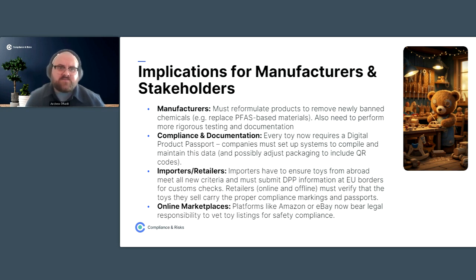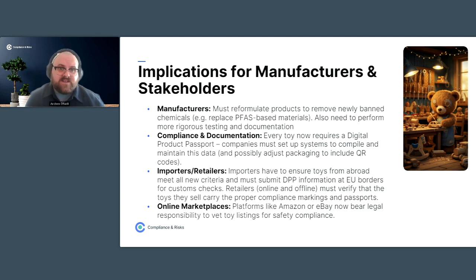So it is tasked with issuing practical guidelines and even an automatic translation tool to help companies create digital passports in all necessary languages. So help is on the way, but companies should start preparing their data now. Packaging and product design must also see slight changes. For instance, packaging might have to allocate space for QR codes or digital links.